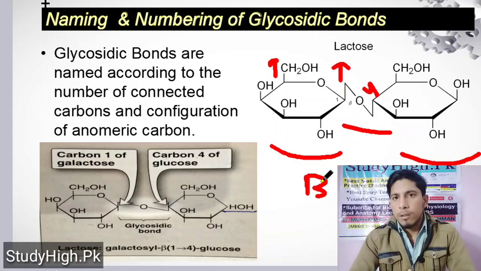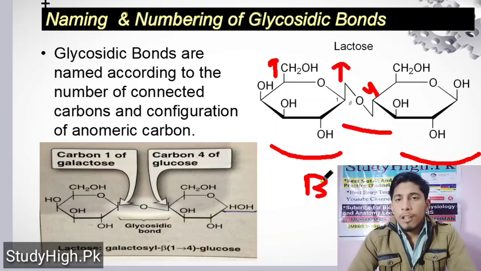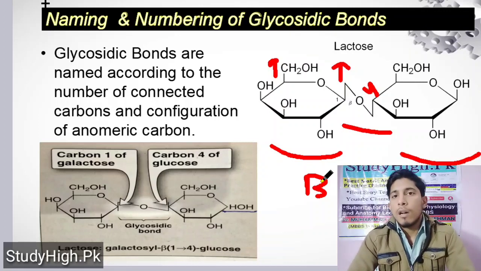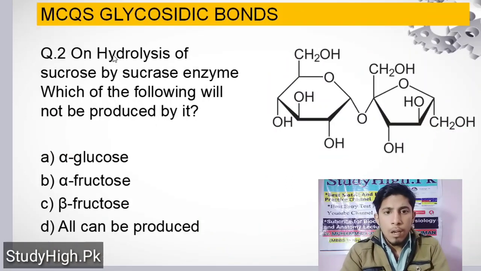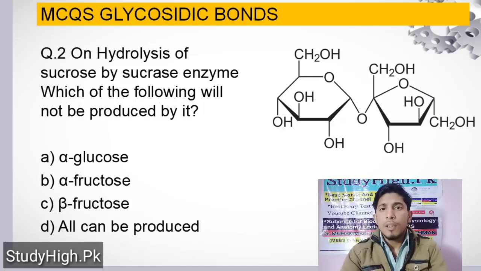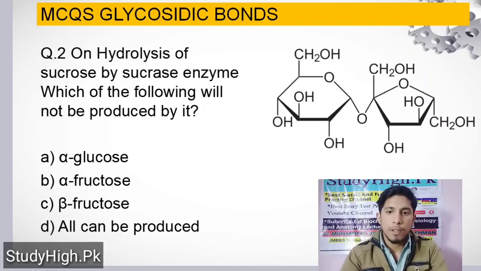So it is very important. Many MCQs came from this topic. What type of bond is present between the components of sucrose, which consists of glucose and fructose? Or say, on hydrolysis of sucrose by sucrase enzyme, which of the following will be produced? Alpha glucose, alpha fructose, beta fructose, all can be produced. So now you can understand how different types of MCQs can be made from this topic.